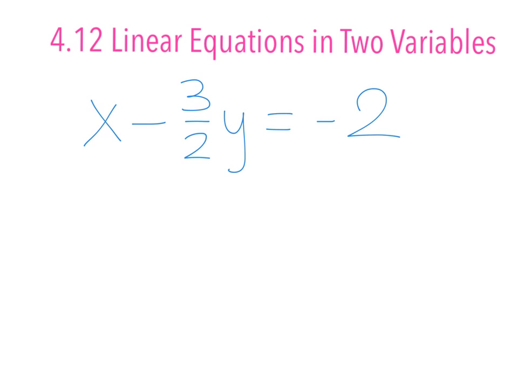Here we have a linear equation with two variables. The directions said, find 5 solutions and plot the solutions on a coordinate plane. So let's think about it. What do I need to do? I need to find ordered pairs that are going to allow me to graph this. So we're going to need x values and y values.